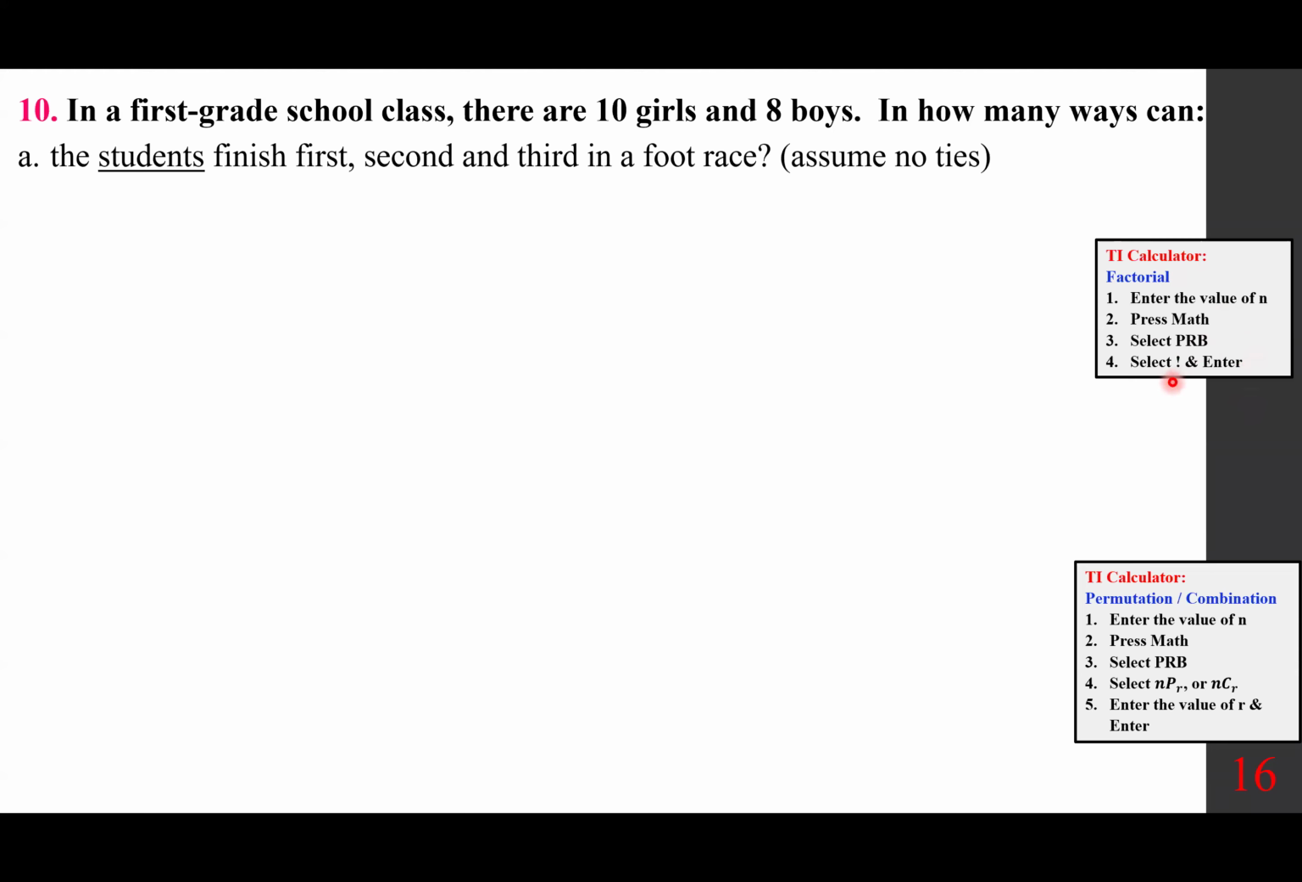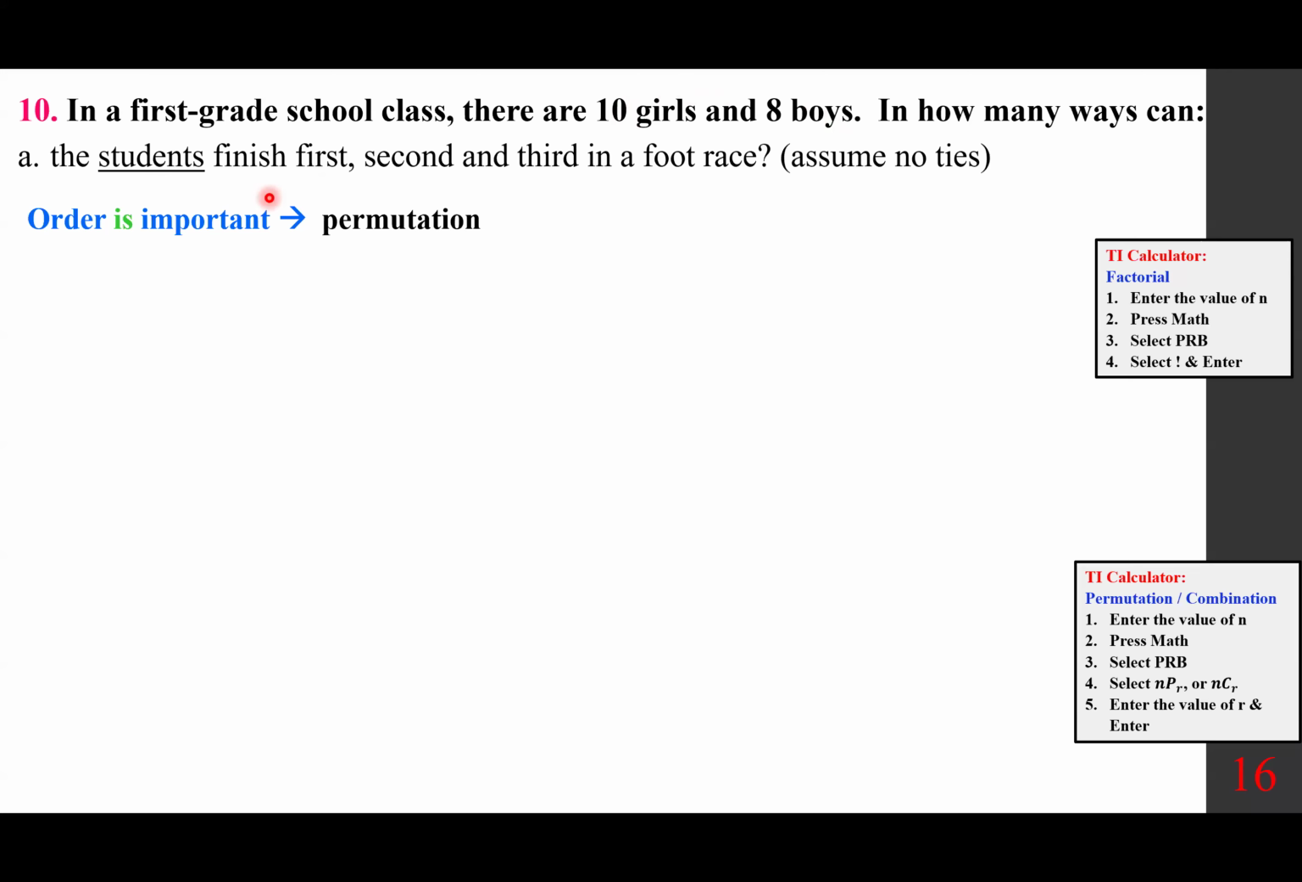the factorial, to find nPr, to find nCr. You start with the value and then press math and PRB and you find factorial and so forth. So having said that, order is important because we are looking at what? First, second, and third place. This is the reason.